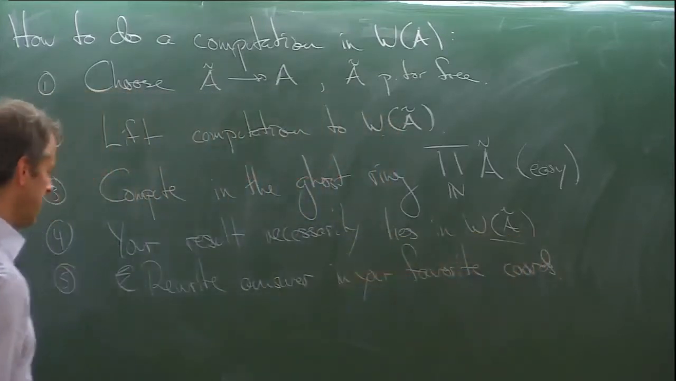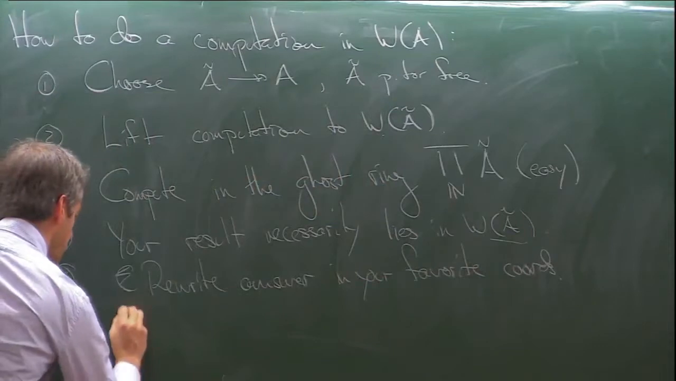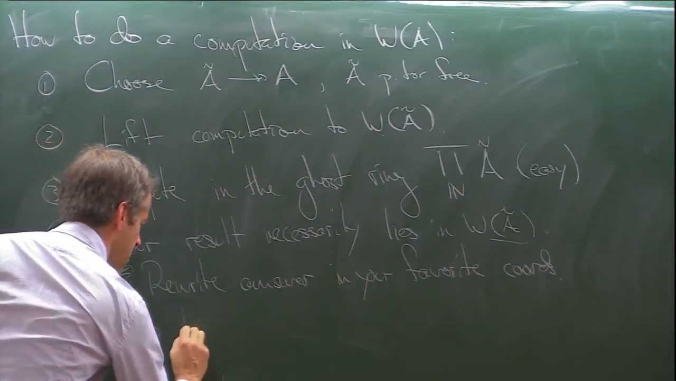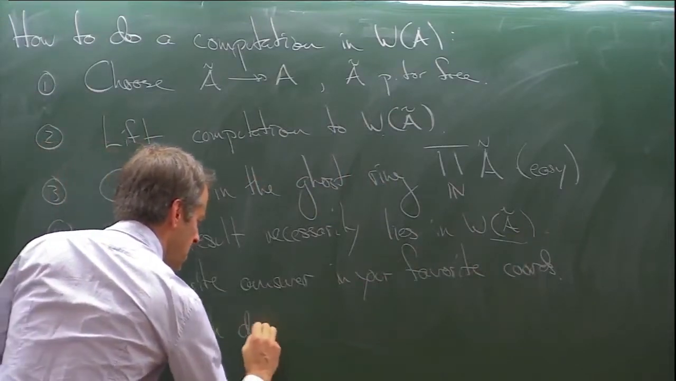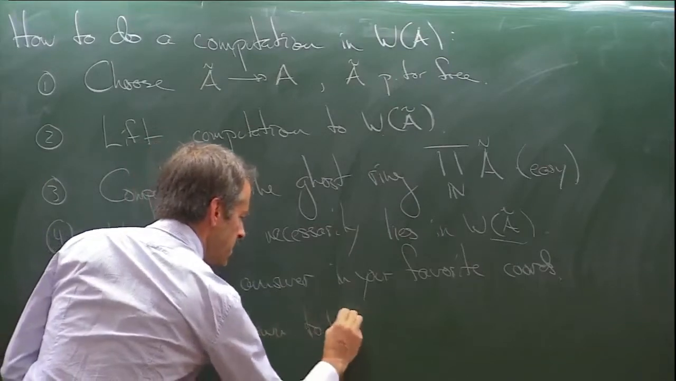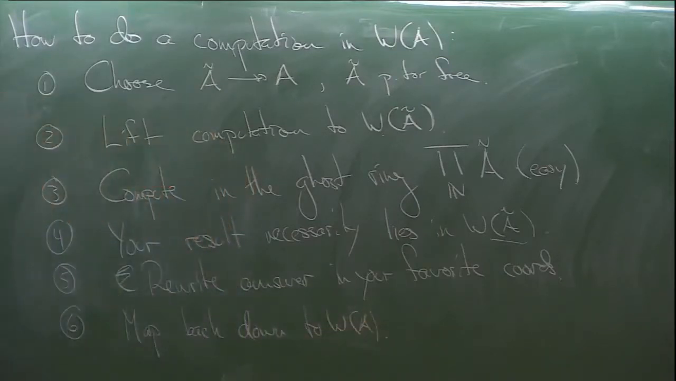On W of A tilde, and then finally map back down to W of A, and by general nonsense, the result is independent of all the choices you made.